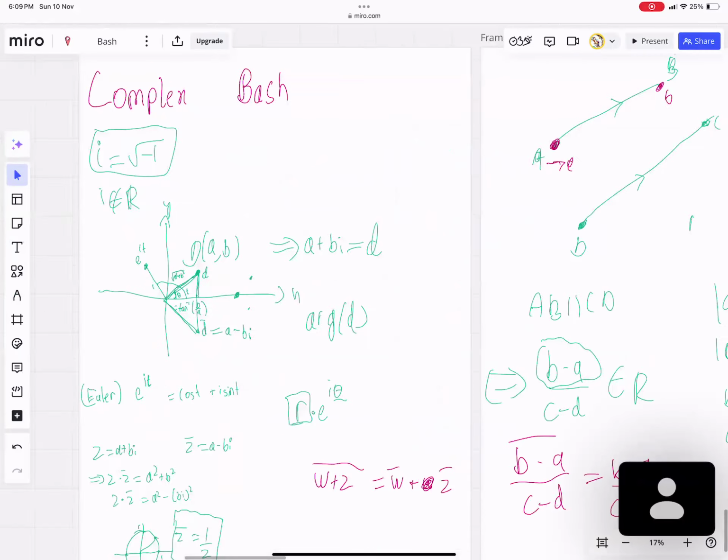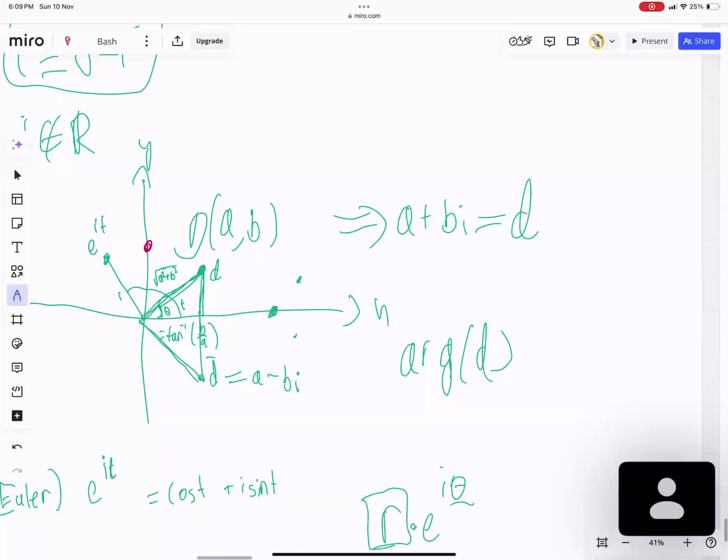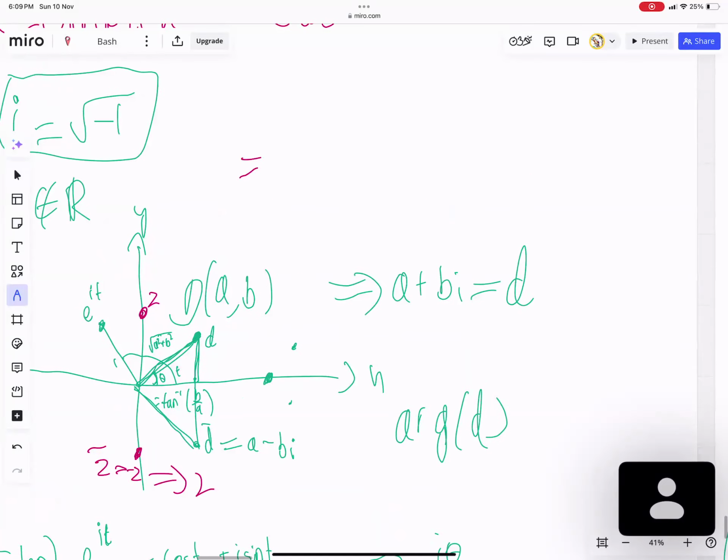Now another thing, if you notice over here, if a complex number, let's say this complex number is z, and z conjugate is equal to negative z, this would imply that z is pure imaginary. Meaning, if z is equal to a plus bi, a pure imaginary number is where a is equal to 0 and b is a real number.